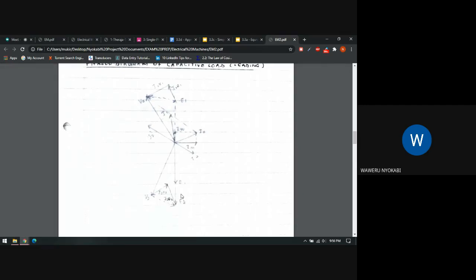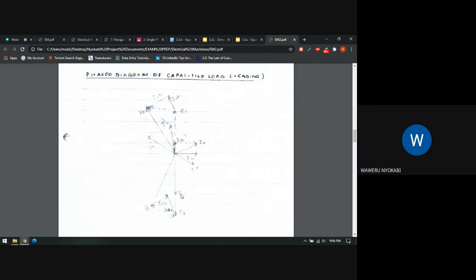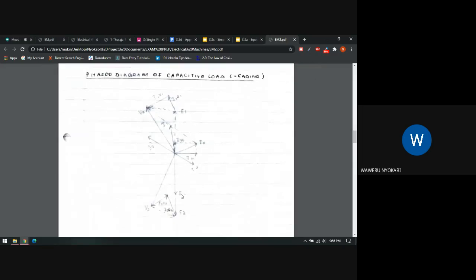Now maybe, I'm sorry guys, let me just, maybe this would help give a bigger picture. You remember the formulas are that E2 is equal to V2 plus I2 Z2, meaning V2 is equal to E2 minus I2 Z2.